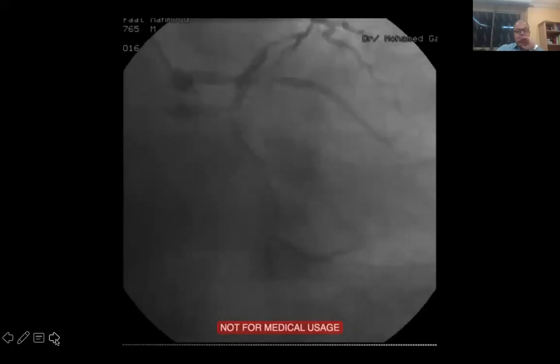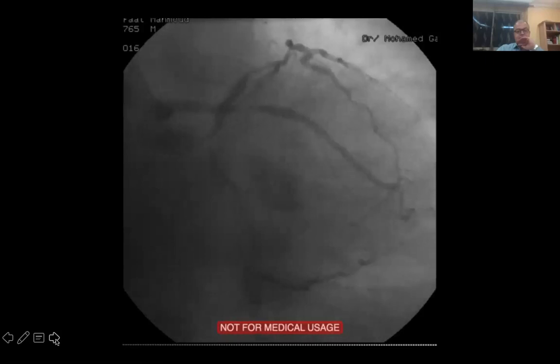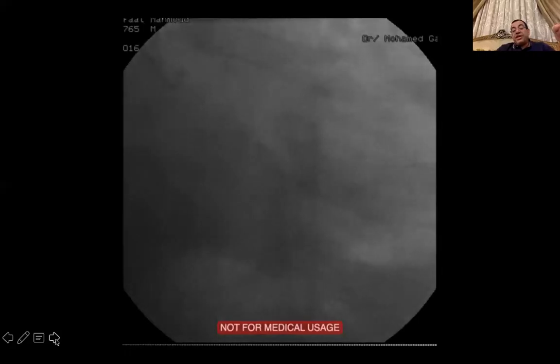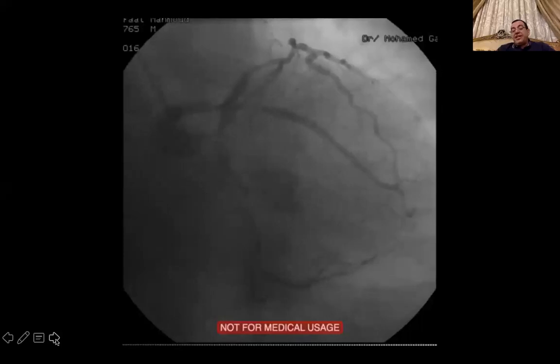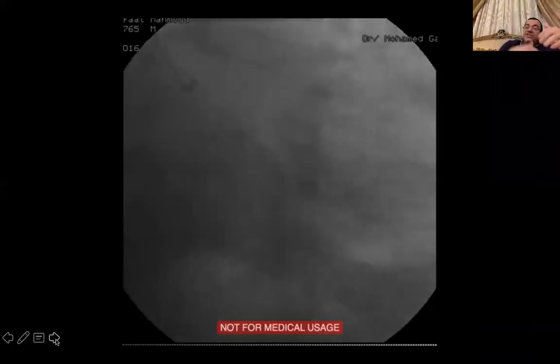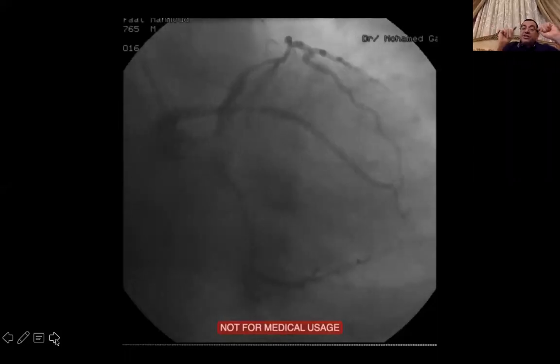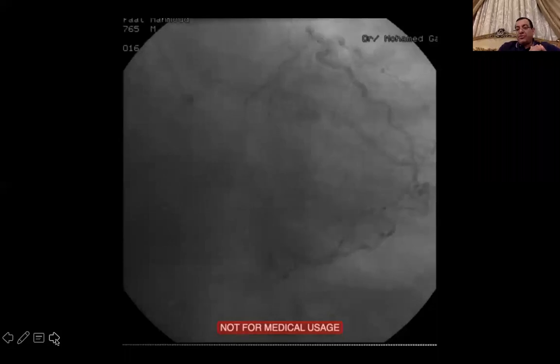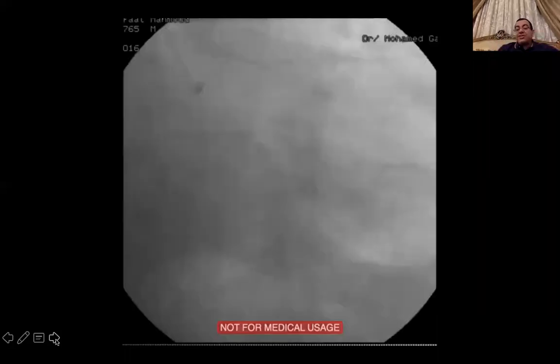At this point, if you look at the ramus, it is a right angle originating from the left main. The angle from the left main to the LAD to the ramus is almost more than 70 degrees, a right angle. So the possibility of closure of the ramus will be very low. Also for the circumflex, the angle is very large, so the possibility of plaque shift is low. And if we look, the plaque is not at the trifurcation, it's mainly before the trifurcation. So the incidence of plaque shift is very low.